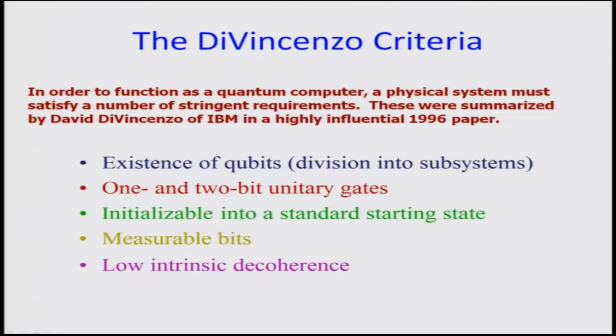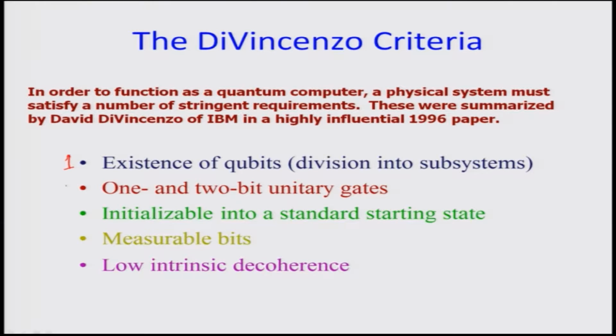So, one of the most important properties when we have been discussing implementations has been the concept of the DiVincenzo criteria to be followed. In order to function as a quantum computer, a physical system must satisfy a number of stringent requirements. These were summarized by David DiVincenzo of IBM in a highly influential 1996 paper, and in terms of implementation we have always followed these criteria, and I list them here once more for clarity and making sure that we remember this, and that is the first one being the existence of qubits. So, identification and existence of qubits so that they can be made into the process, that is the first part.